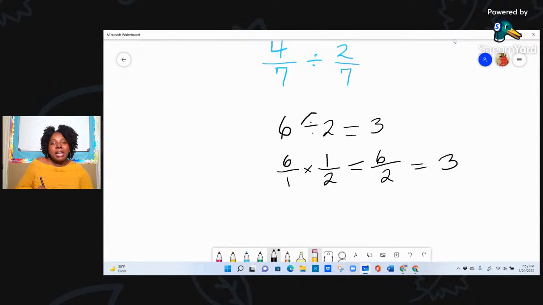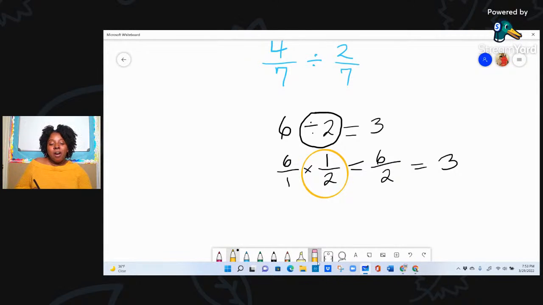So dividing by 2 was the same as taking that 2 and multiplying it by its reciprocal. Reciprocal means we flip that number. So the reciprocal of 2 is 1/2. We just flipped it, okay? So you could divide by 2 or multiply by flipped 1/2, and it's the same thing.